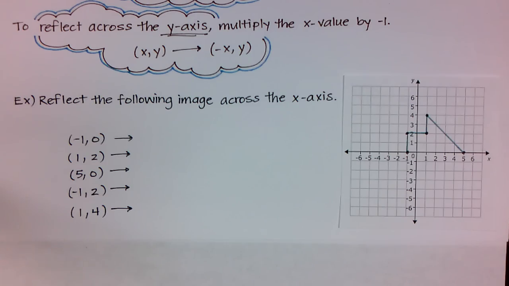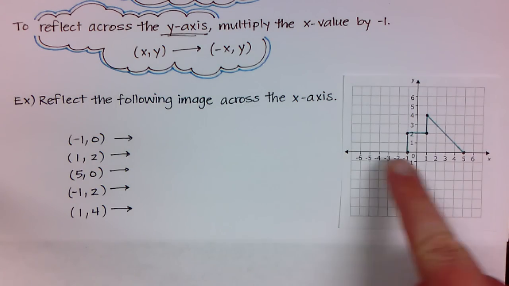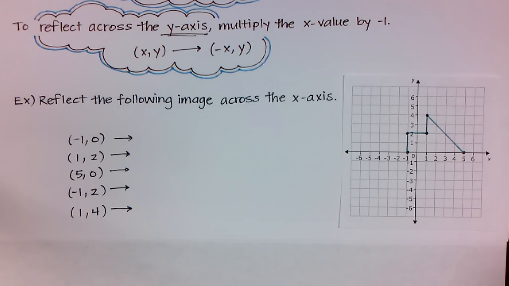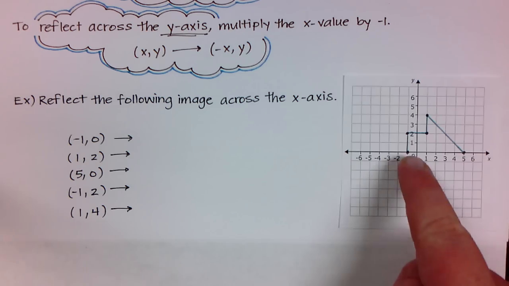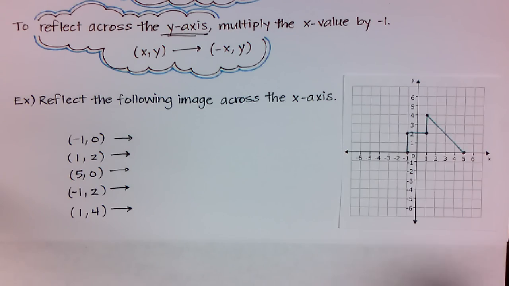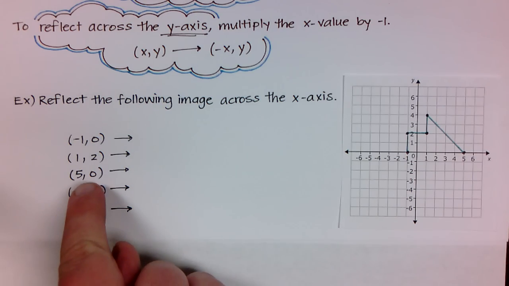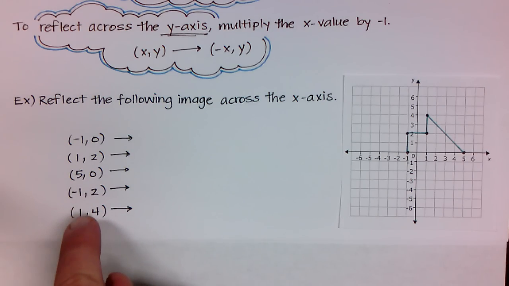I'm asked to reflect the following image across the x-axis. So I already have this image right here. It's kind of like a little zigzag line, and it's wanting me to reflect it across this x-axis right here. So take a moment and just try to draw this a little bit. I've also listed the points for all of those vertices, or the endpoints of these little line segments, and they are -1, 0, 1, 2, 5, 0, -1, 2, and 1, 4.